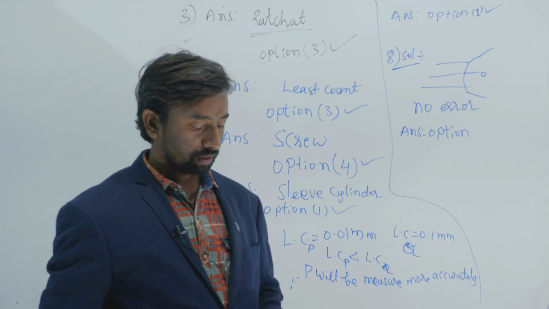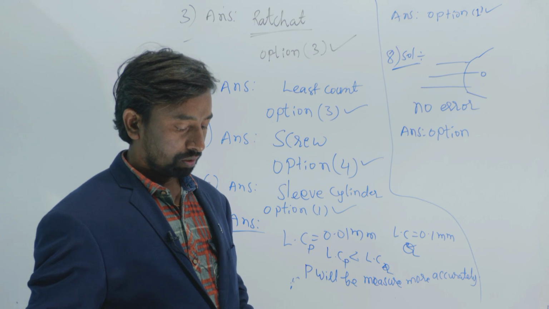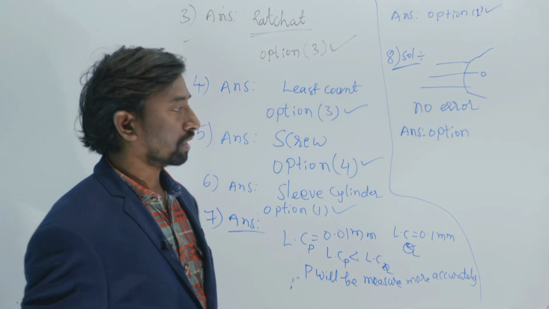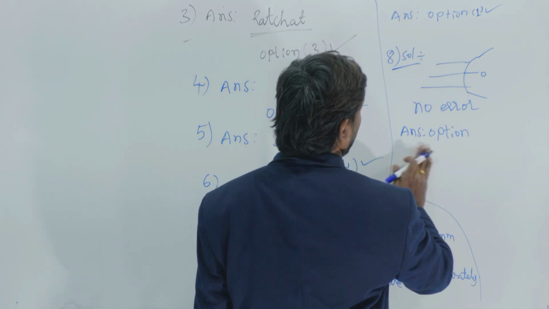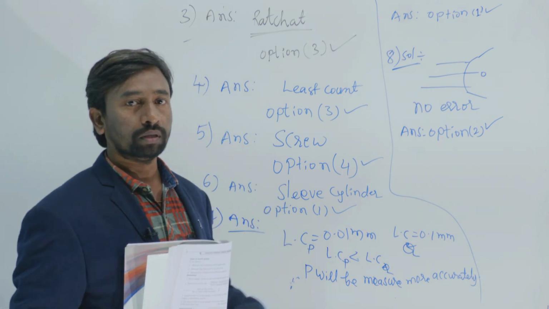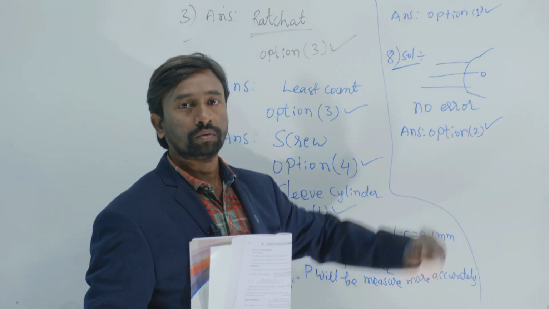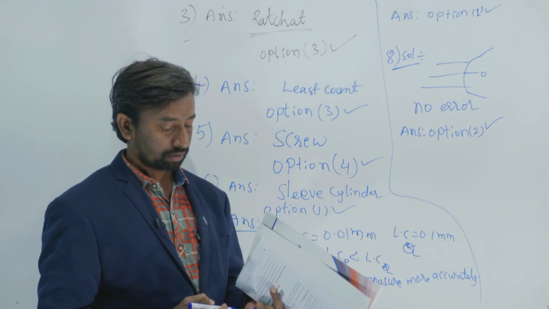So options are given there. The first option is above the baseline of the main scale, and the second is on the baseline of the main scale. So we can write that the 0 is on the baseline of the main scale. So answer option 2 we can write here. Option 2 is the correct one. Okay. So we'll see the next questions.